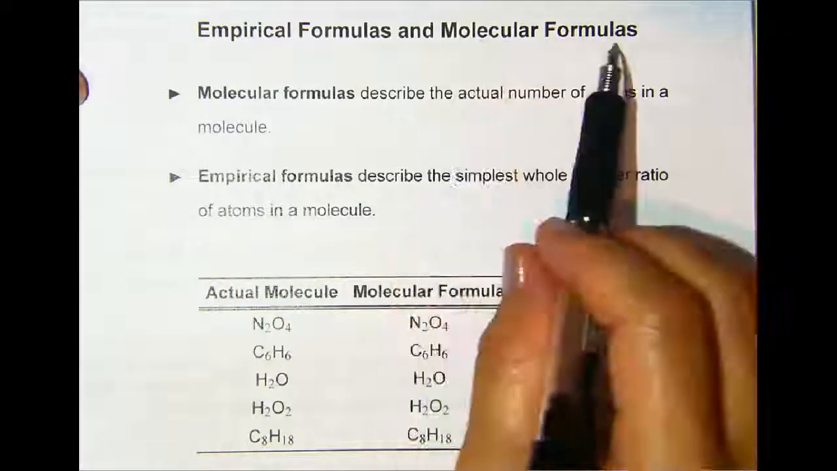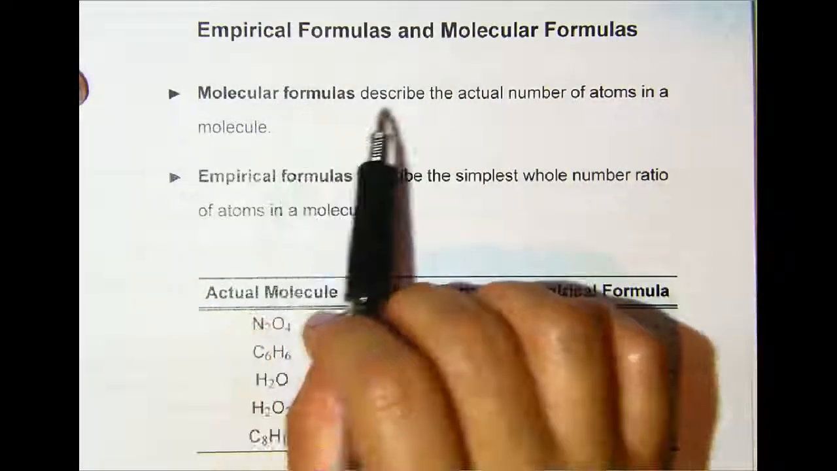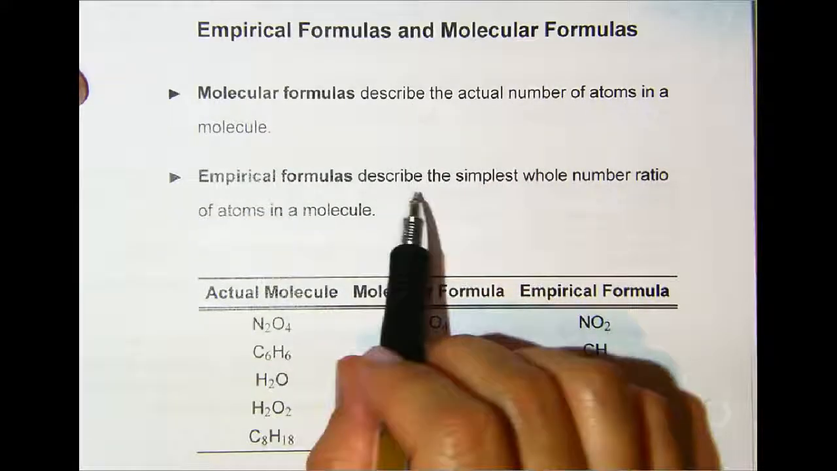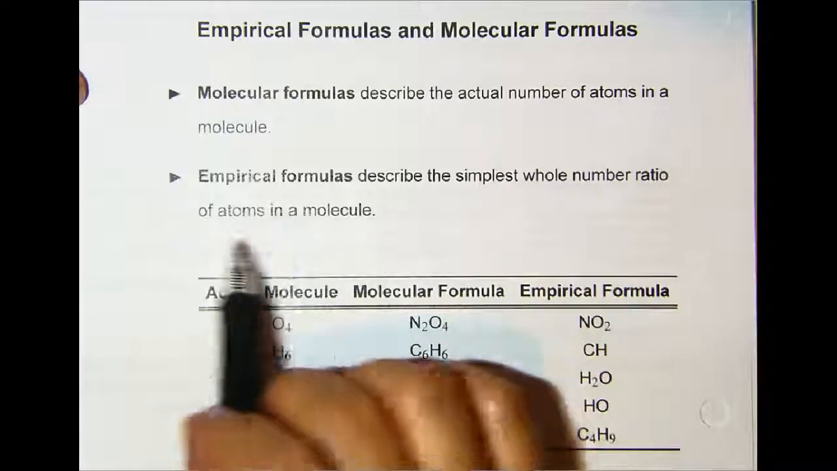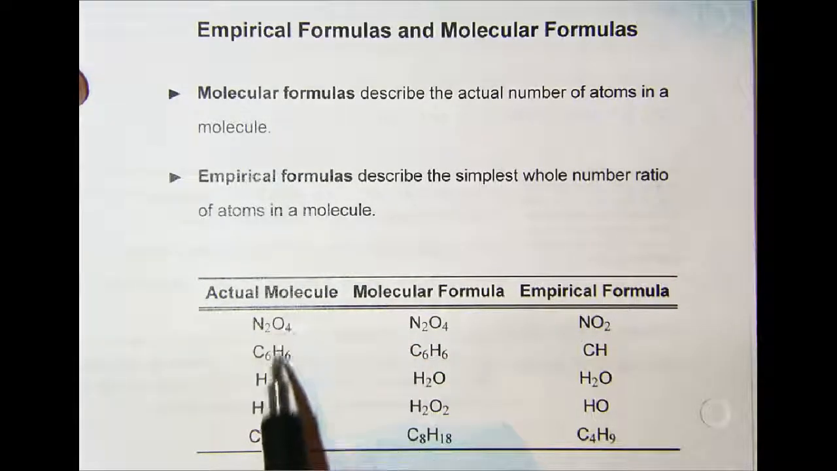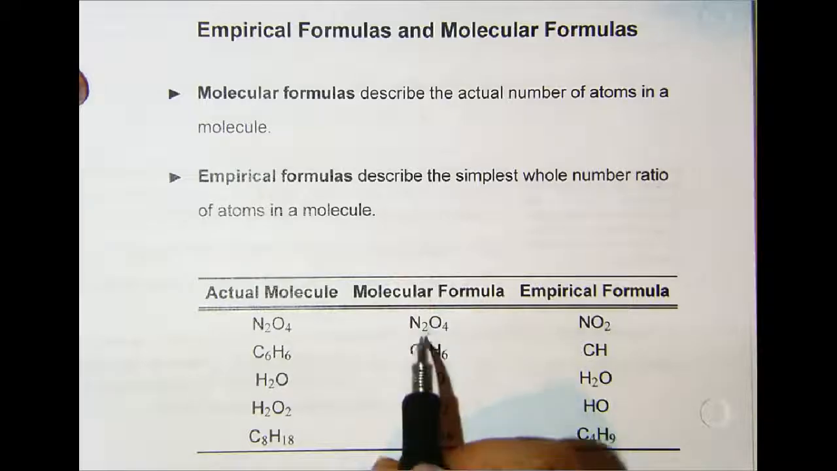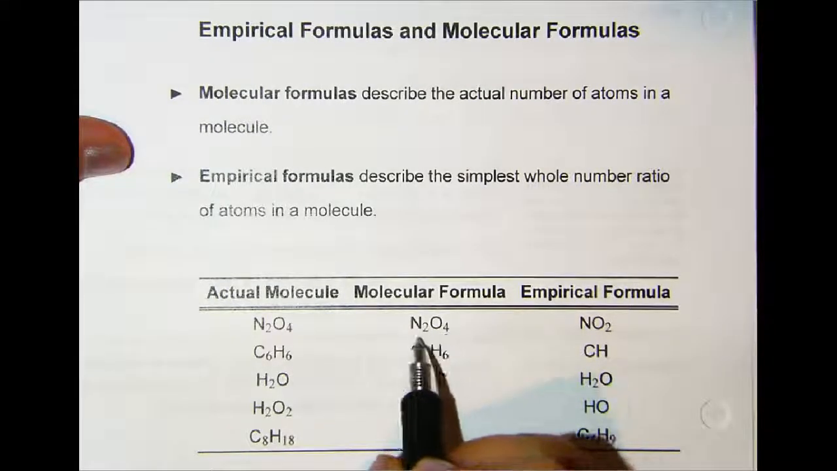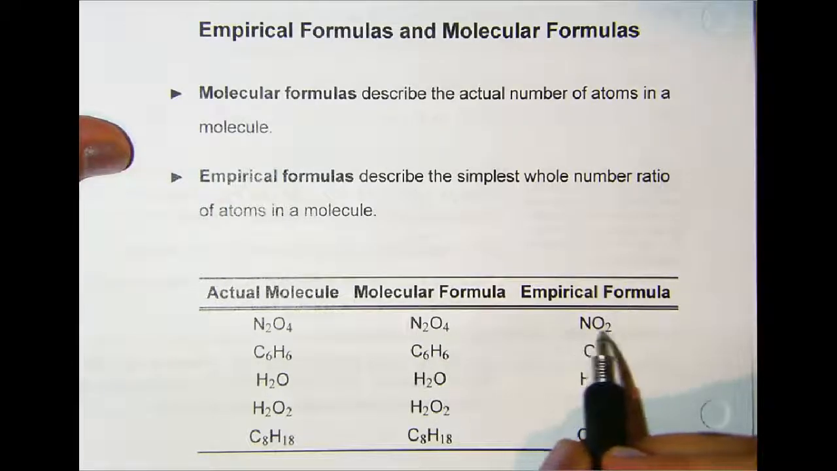Empirical formulas and molecular formulas. Molecular formulas describe the actual number of atoms in a molecule, while an empirical formula describes the simplest whole number ratio of the atoms in a molecule. So here would be the actual formulas of these molecules, which is going to be the same as the molecular formula of those molecules. However, if you take the simplest ratio between 2 and 4, that's going to be 1 and 2, and that's the empirical formula.